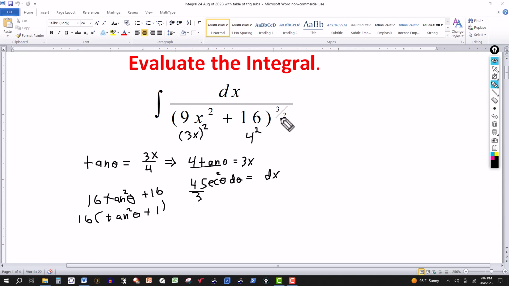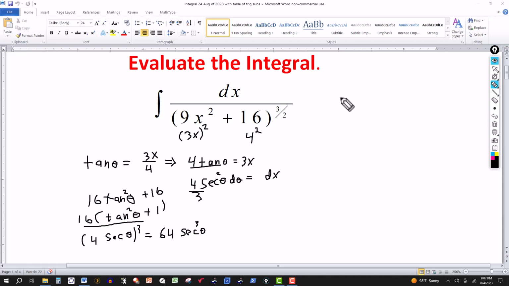So first I'm going to take the square root. The square root of this right here, let's do the square root of 16 first. That's 4. And then tangent squared theta plus 1, that's secant squared theta. But the square root of that is secant theta. And now let's use the cube. So we took the square root and then we're going to cube it. 4 to the third power is 64. And then it's secant cubed.